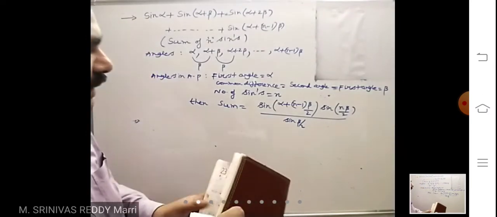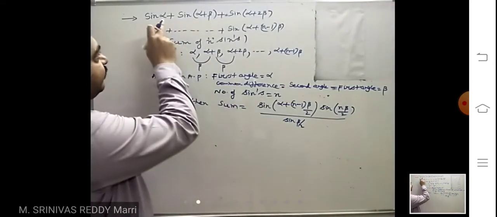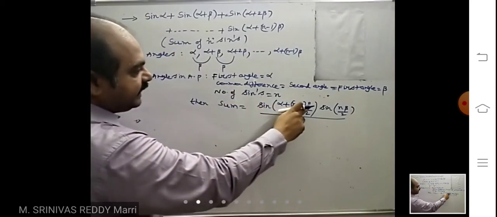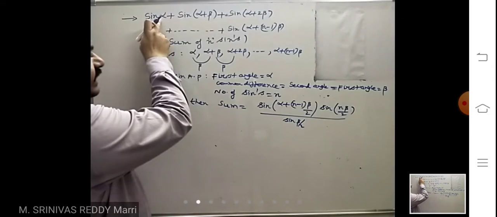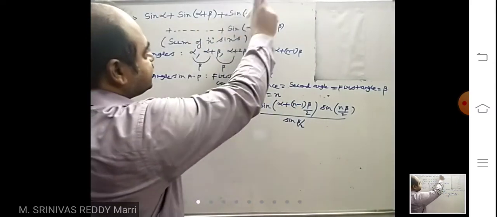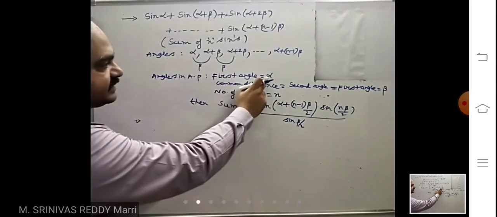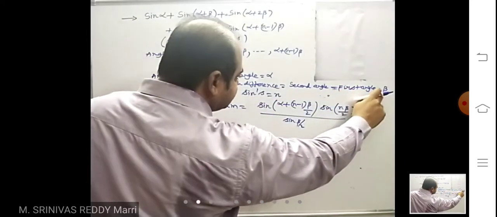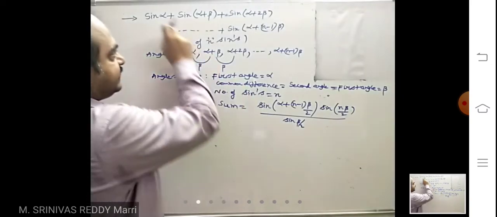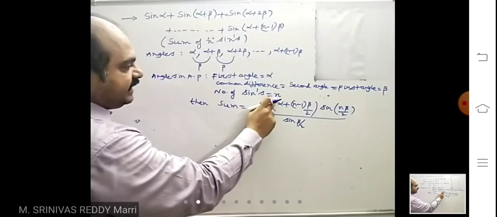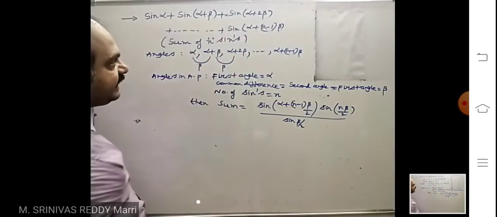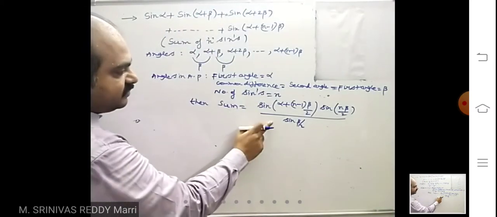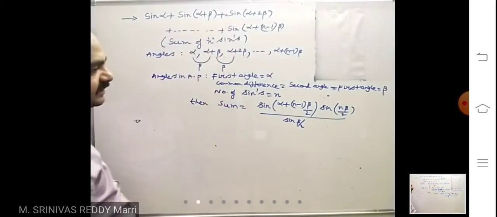Remember this formula. Here, alpha is just the first angle, the angle of the first sine. Beta is the second angle minus the first angle. N is the number of sines. If three sines are there, take n equal to 3. Like that, when the angles are in AP and n sines are there, we use this rule for finding that sum.